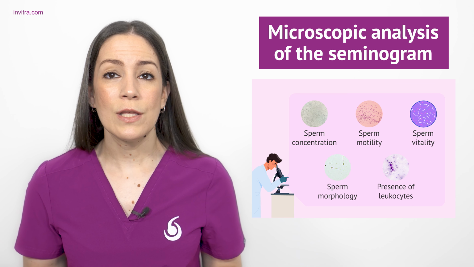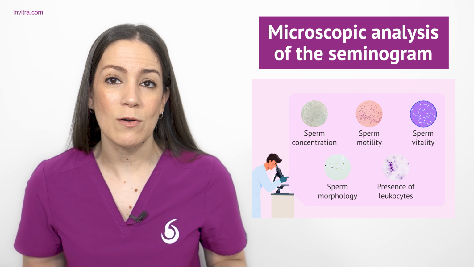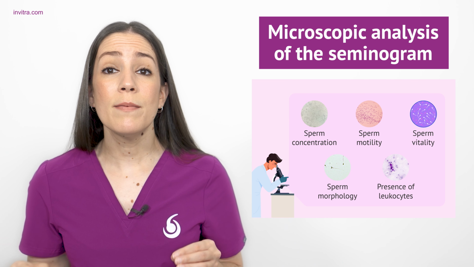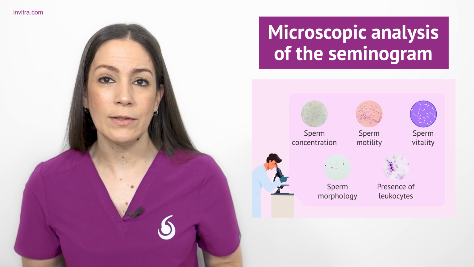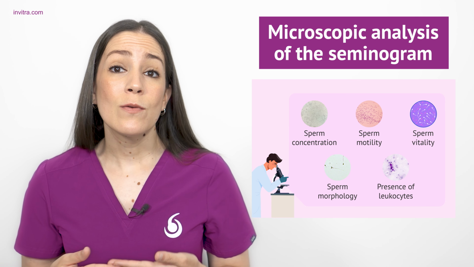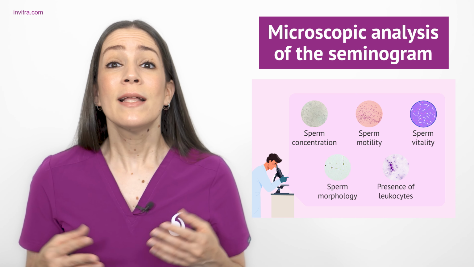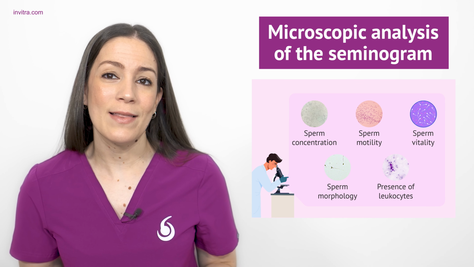Presence of leukocytes in the sample. A count of round cells is made and they appear in quantity under the microscope. There should be a maximum of 1 million leukocytes per milliliter. A higher amount would be indicative of infection. If you want a more detailed explanation of the macroscopic and microscopic parameters of the semen analysis, I recommend reading the article I've linked in the description.